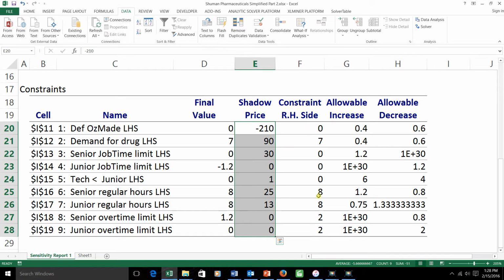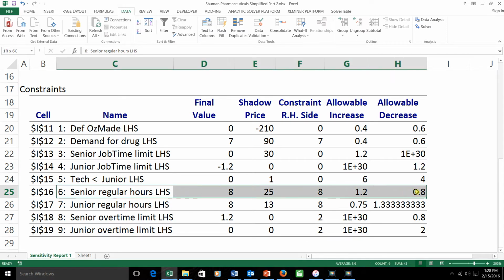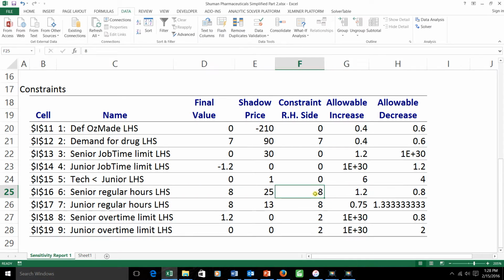For example, right now we can see that the right-hand side of the senior regular hours constraint is 8. That is, the senior chemist is allowed to work up to 8 hours of regular time. But how about if we change that value? Let's say we changed it to 9 or changed it down to 7. How would this affect the optimal solution?